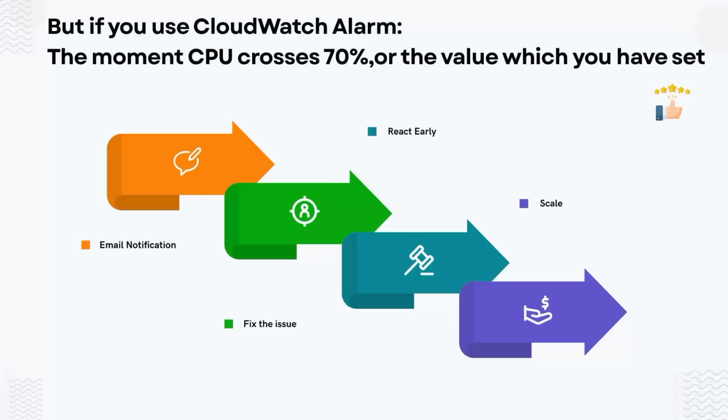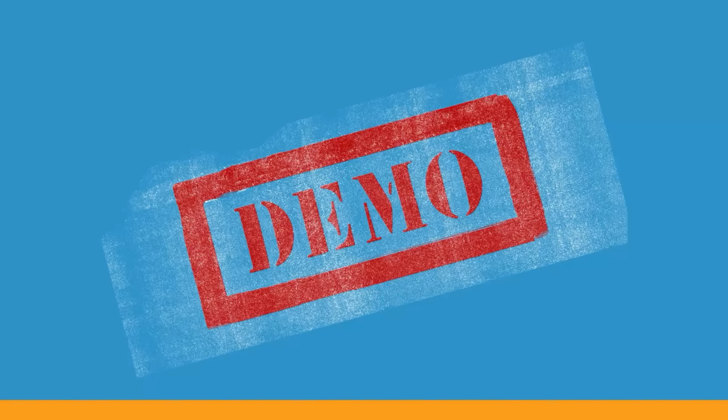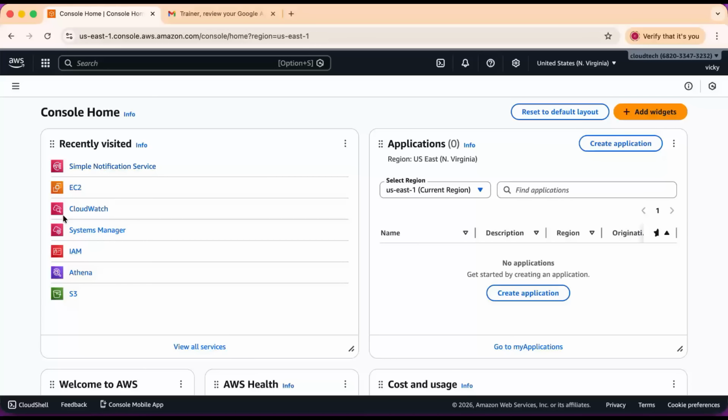Let's do the demo and we will understand CloudWatch in more detail. In this demo, what we are going to cover is that we are going to create an EC2 instance. We are going to create a CPU alarm on it. And then once the CPU crosses a threshold value, we will get an email notification for that. Demo time. Let's see what we are going to do in the demo.